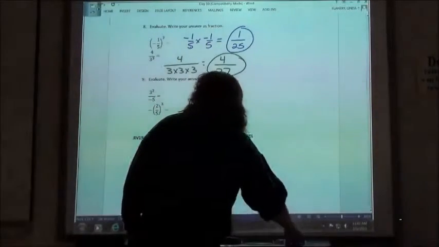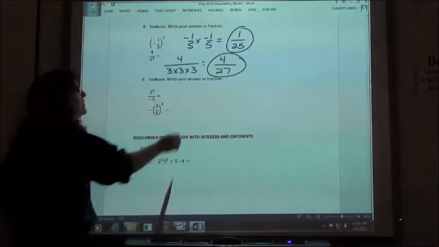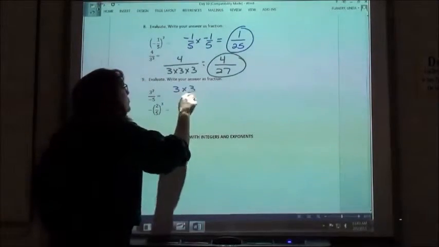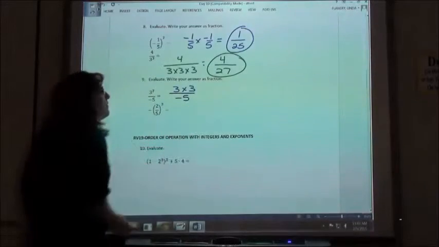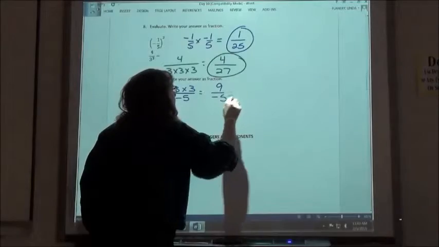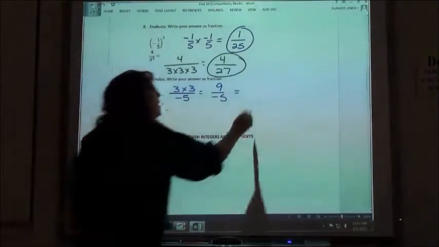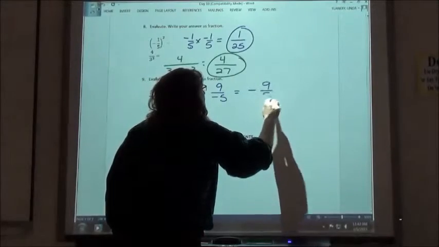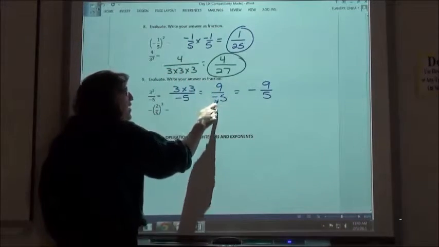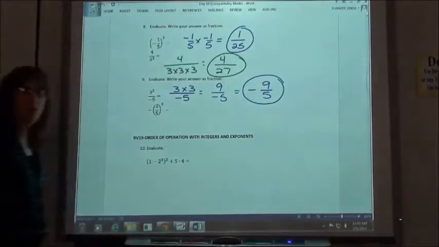Number 9. 3 squared over -5 means I have 3 times 3 over -5. End up with 9 over -5. And 9 over -5, when you put your answer in, means you have a -9/5. Positive divided by a negative means the fraction is negative on your answer.